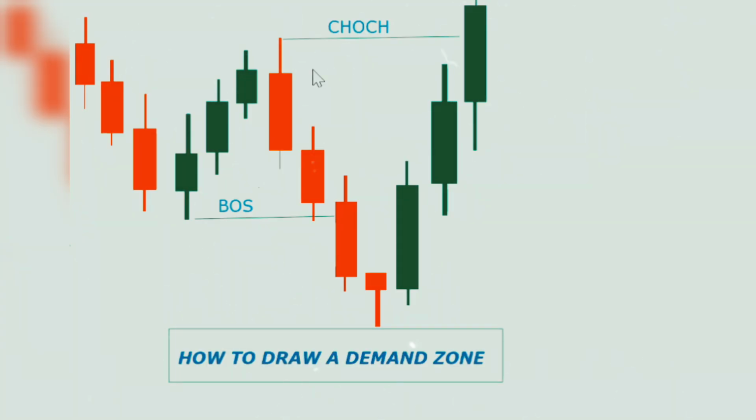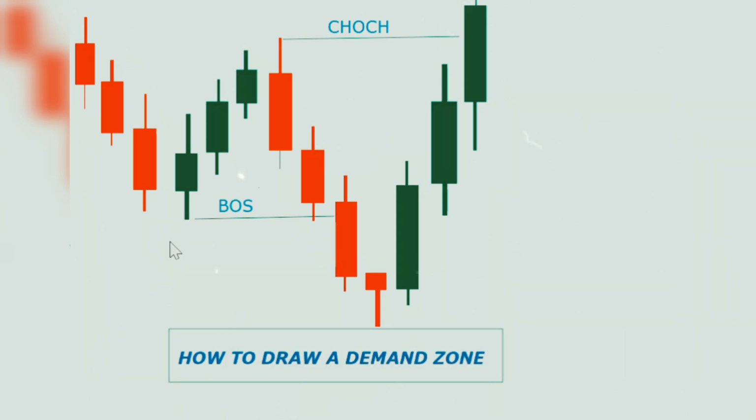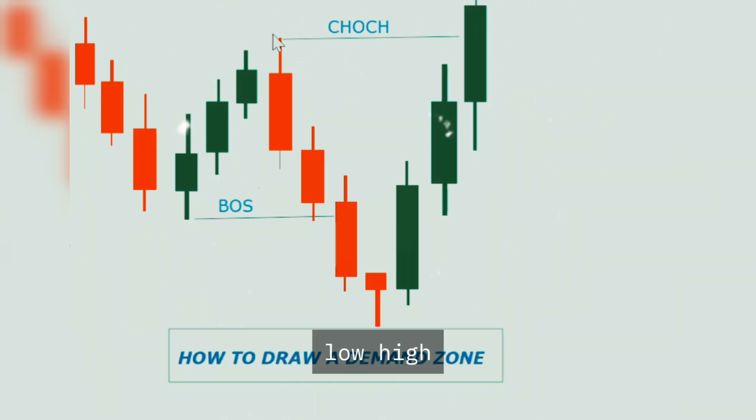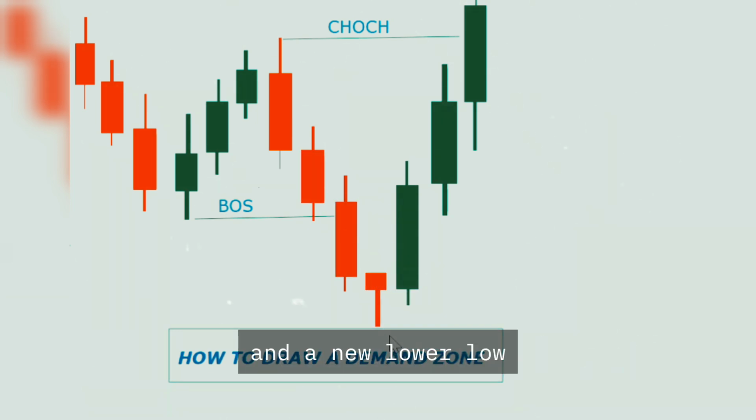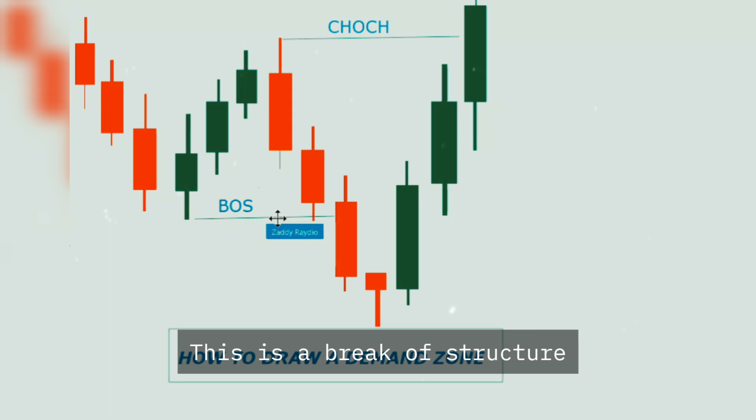And this is our zone. So the price was on a downtrend. The price was selling. It created a lower low, lower high, and a new lower low, which created a break of structure. This is a break of structure.